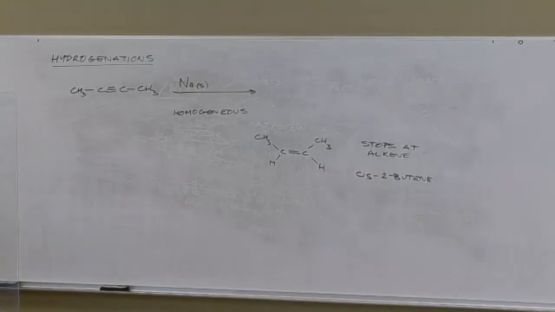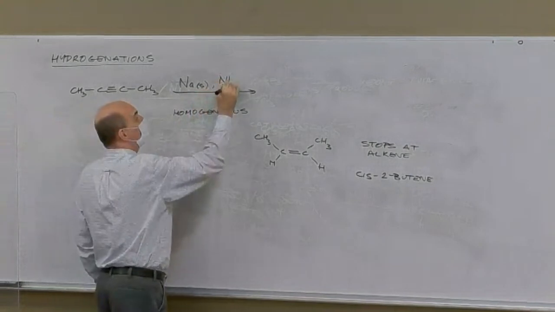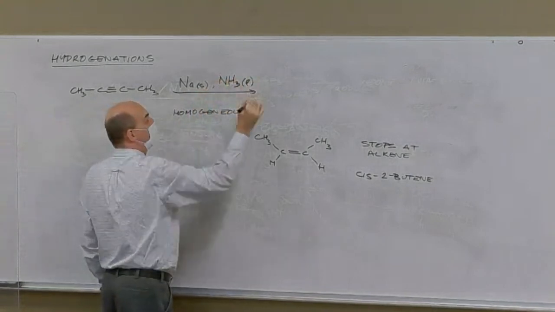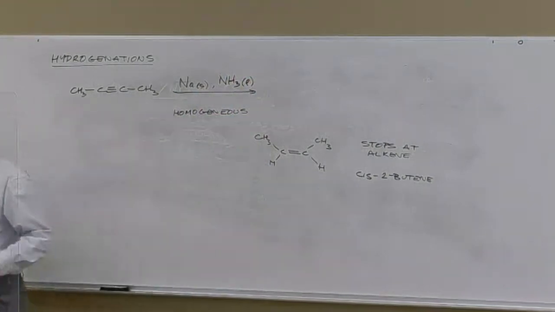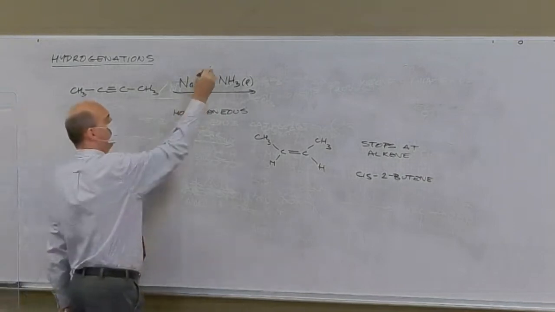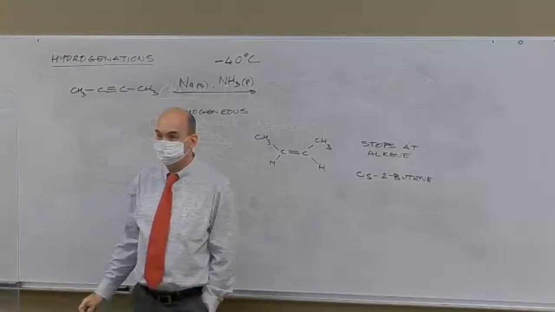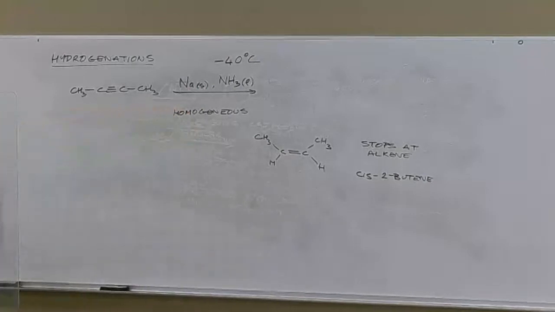What we do here is we take some sodium metal and then we dissolve it in liquid ammonia. Now, ammonia is a gas at room temperature. In order to be in the liquid form, you have to make that pretty cold. You're going to be looking at -40 Celsius.